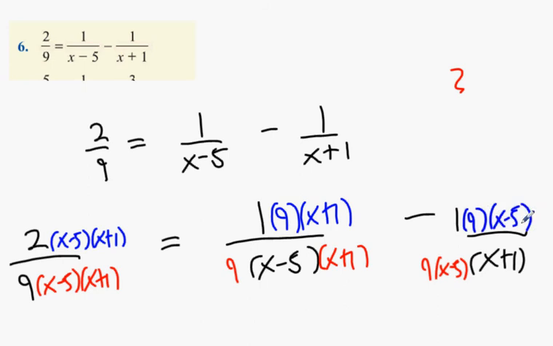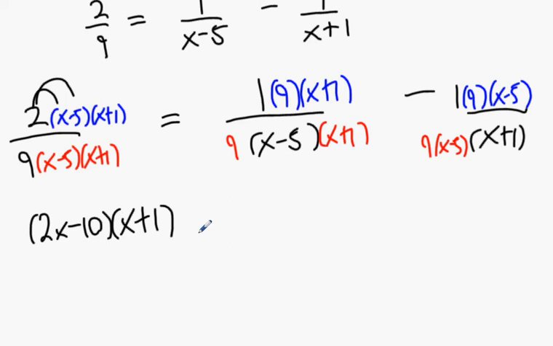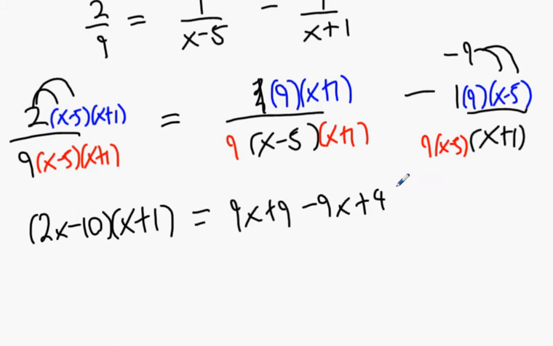Now, important thing to remember is you do it in 2 steps. Multiply this by 2 first and you get 2x minus 10, and that's going to be multiplied by x plus 1. Any questions on that part? I just have to do it again next step over. 9 times 1, 9. 9 times x plus 1, 9x plus 9. Minus 1 times 9, minus 9 times x minus 5, plus 45. Okay, good man.